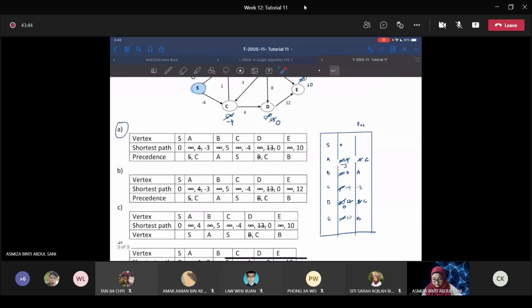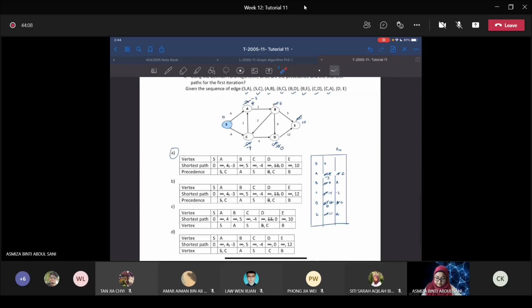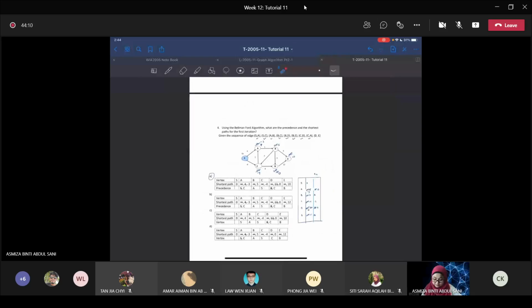So you have to run it again and update this table 4 more times, and the last table that you get should give you the path as well as the final distance for the graph. Okay, so Bellman-Ford is single source to single source graph, and that is basically how you get the answer A, right? Any question regarding this tutorial?